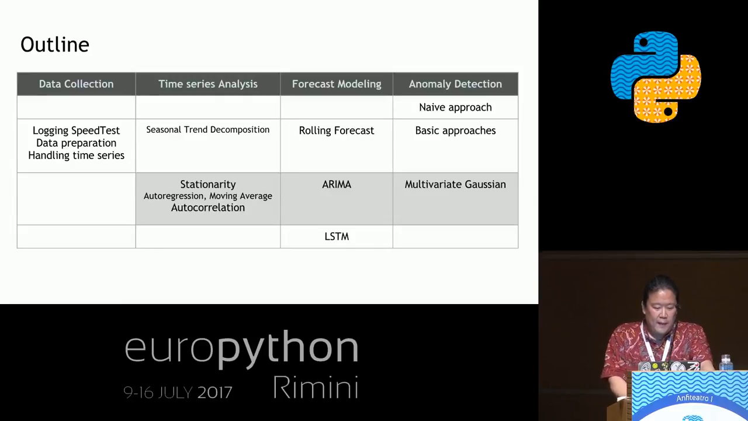So the next step, we go through ARIMA. ARIMA is a class of statistical model. It's a classic, developed maybe 60 years ago, but yet it's really powerful. It can be used for modeling, analyzing and forecasting time series data. ARIMA performs well with stationary time series, so we need to understand the meaning of stationary time series and how to transform non-stationary data into stationary data.